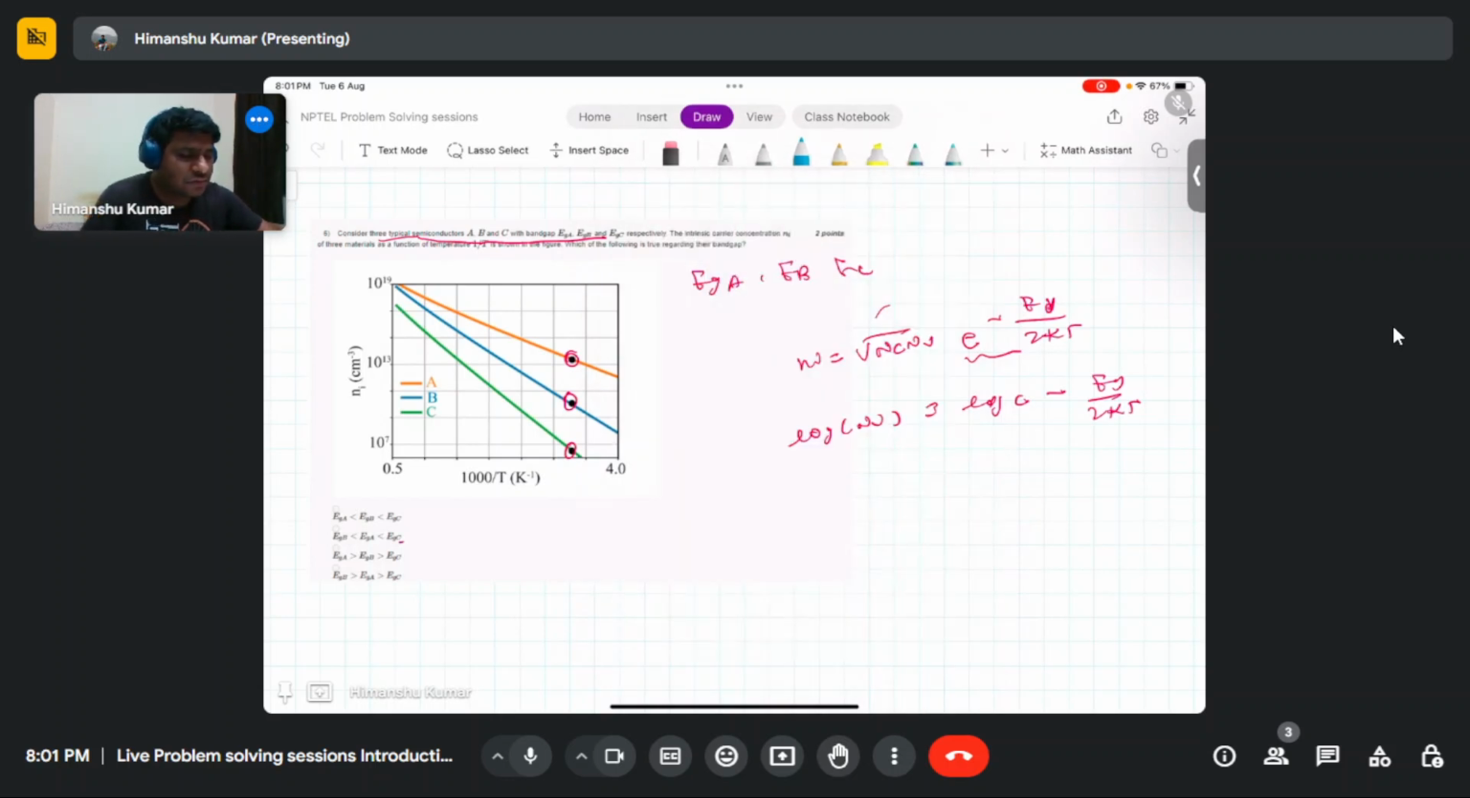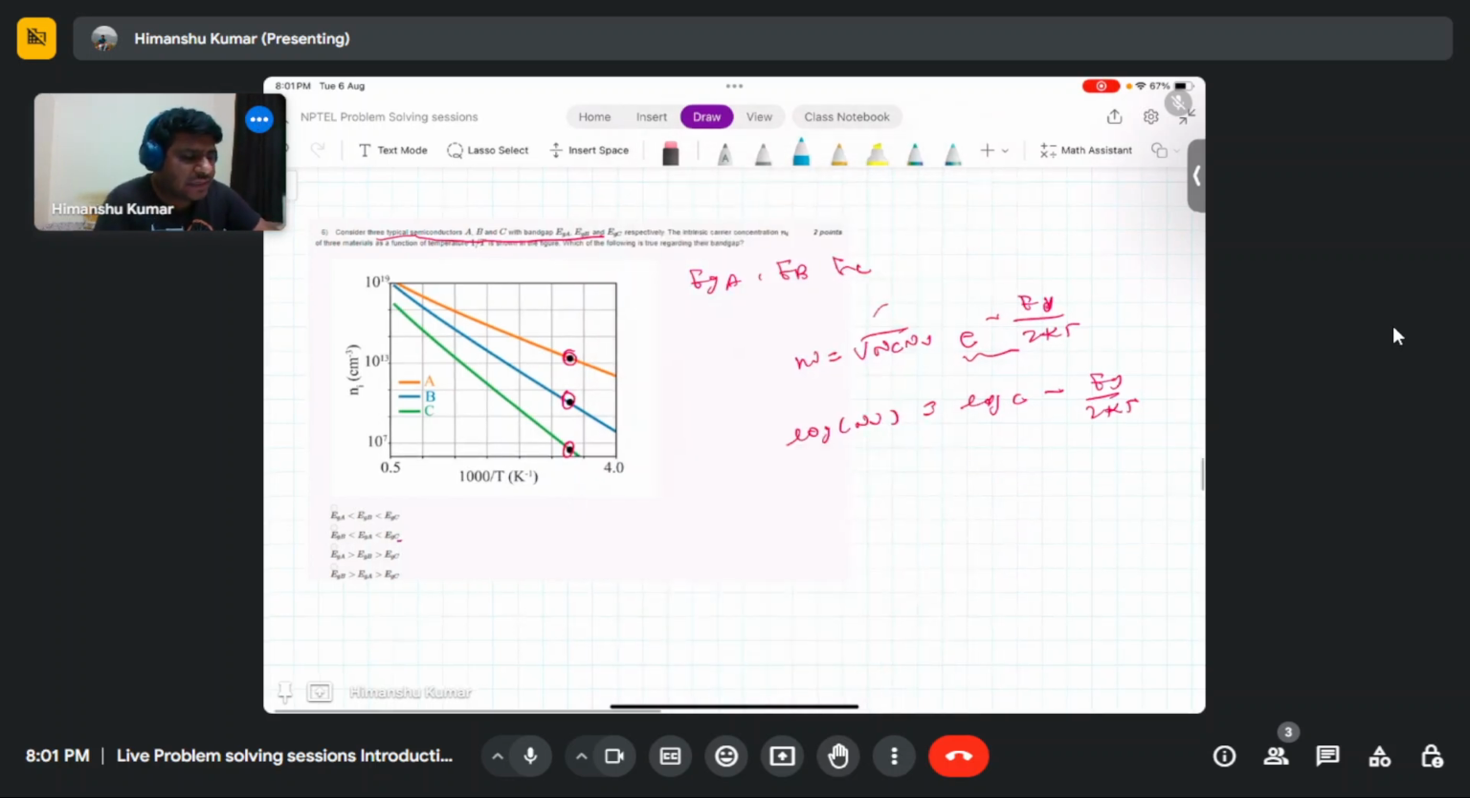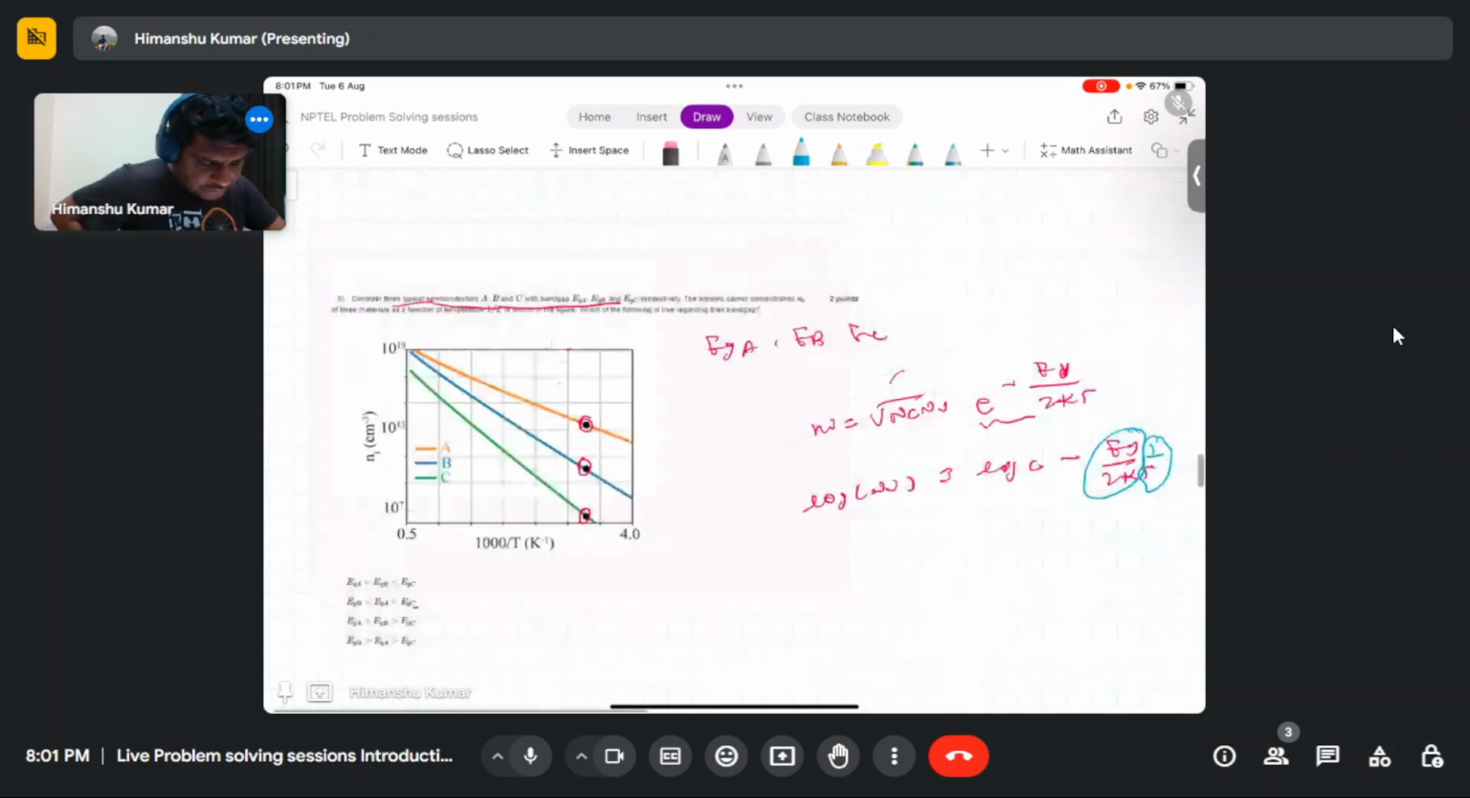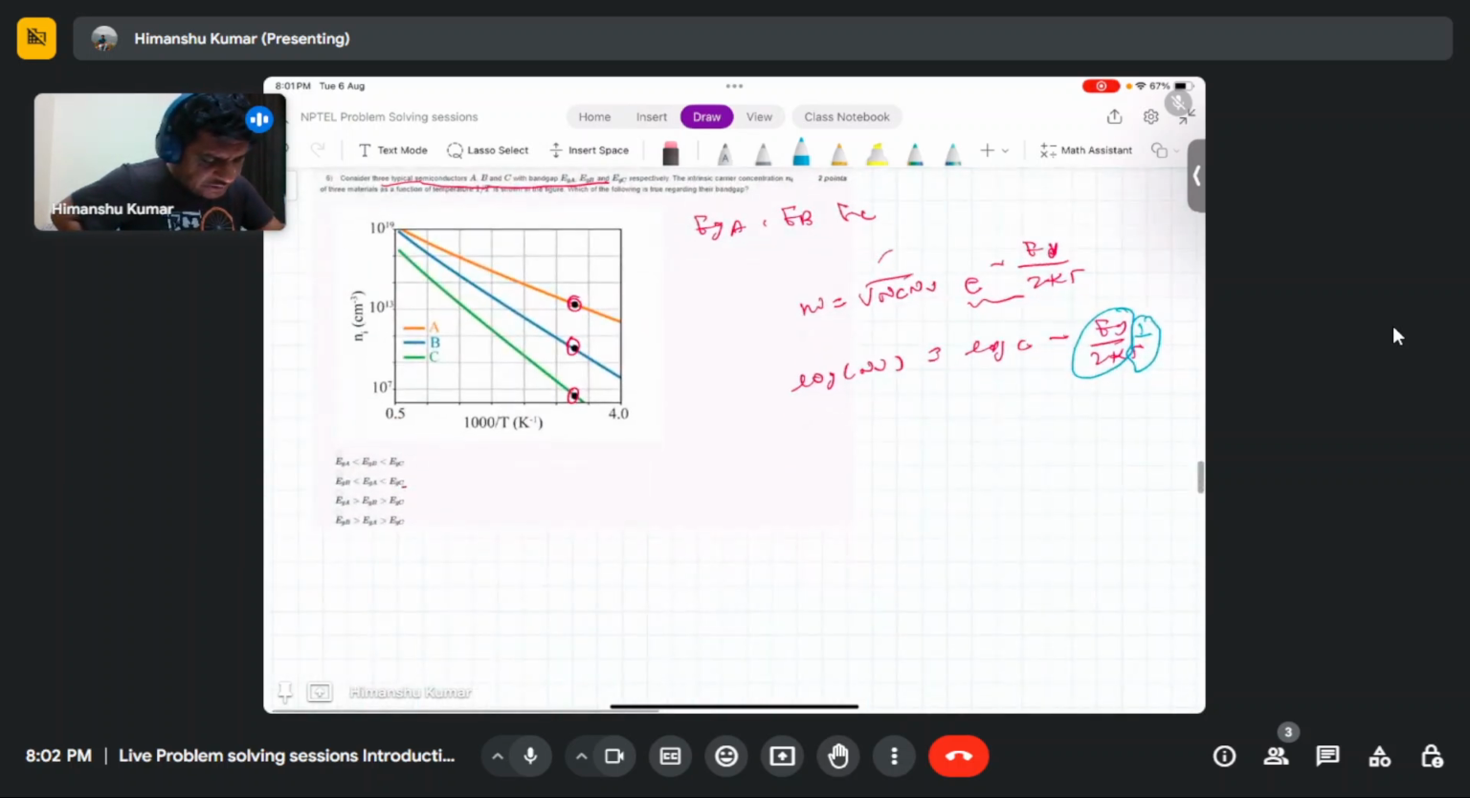So this is Eg by 2kT, and if you plot it with respect to 1 by T, the slope defines your band gap. The higher the slope, the higher your band gap. So C will have the highest slope, this is the lowest slope, and this is the middle. So the Eg is lowest for A.